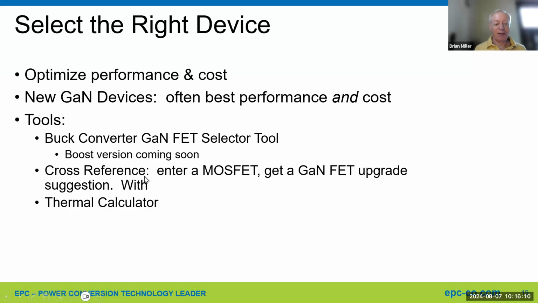There's also a cross-reference where you can enter a MOSFET and you can get a GaN FET upgrade. So you can see if you enter a MOSFET and then you change some of the parameters to what you're doing, say a buck converter with a particular input and output and a particular frequency, what a GaN FET can do. So it'll show the heat dissipation and also Digi-Key costs right on the tool, which is kind of convenient. And that's what it's supposed to say here, with heat and costing.